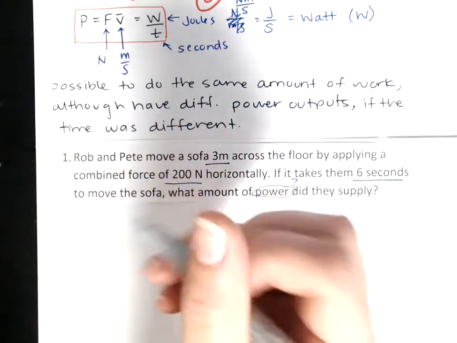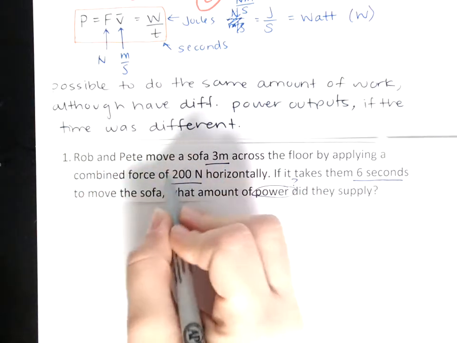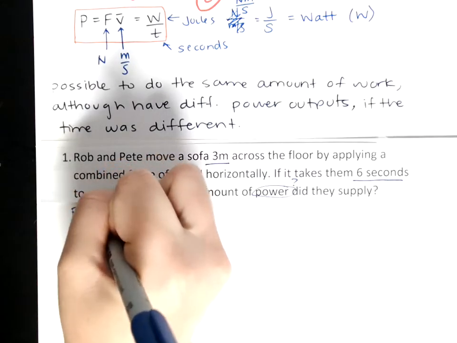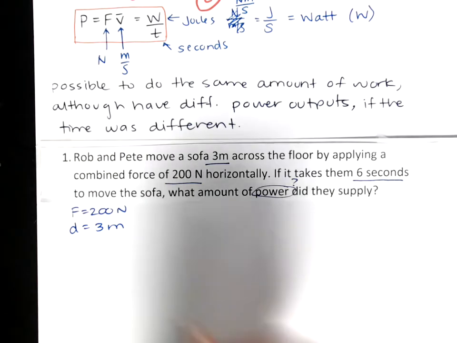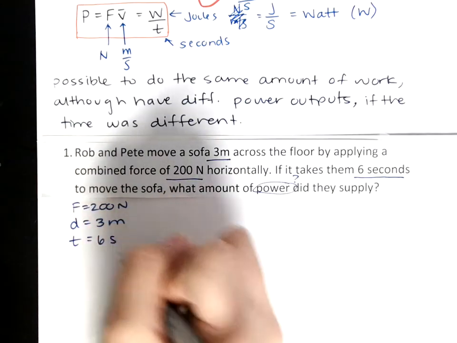Well, first thing we want to do is write our givens. Our force is 200 newtons. Our distance is 3 meters. And the time applied is 6 seconds. Our unknown is power.